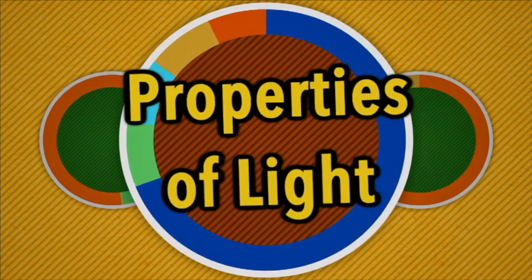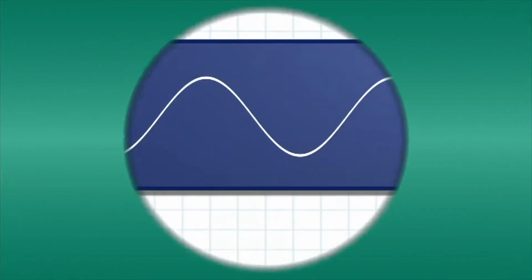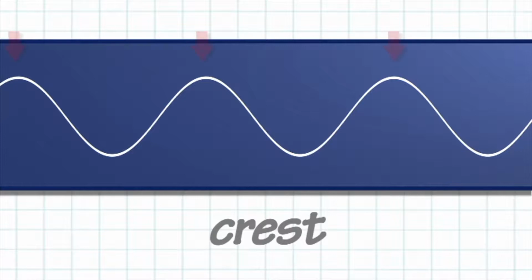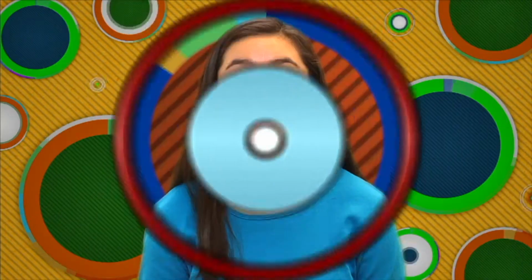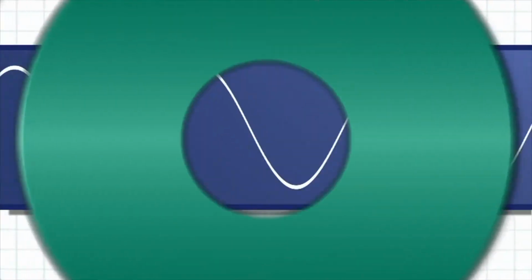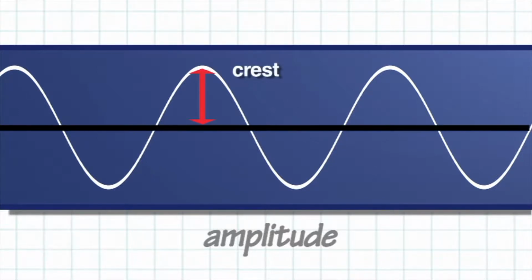Properties of light. Let's examine some properties of light waves by looking at a graphic of a wave. Waves go up and down with high points called crests and low points called troughs. The first property we are going to discuss is amplitude. We can measure amplitude by measuring the height of a wave, the distance between the center of the wave and the crest or the trough.